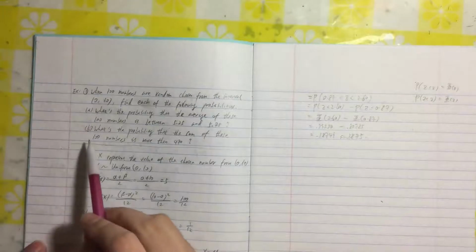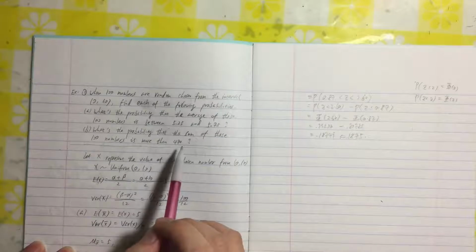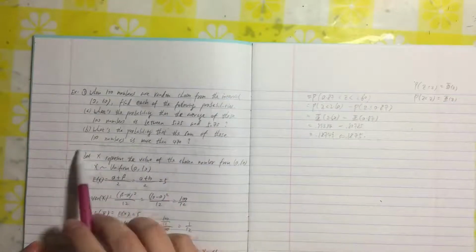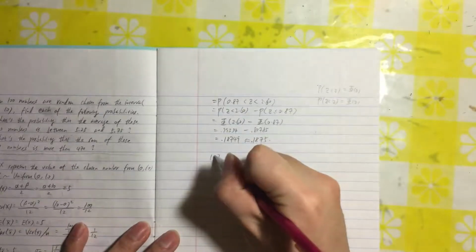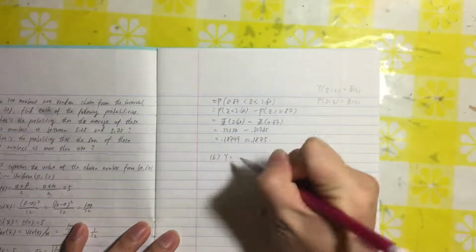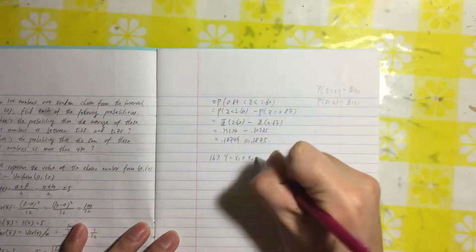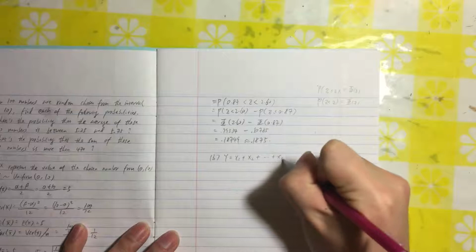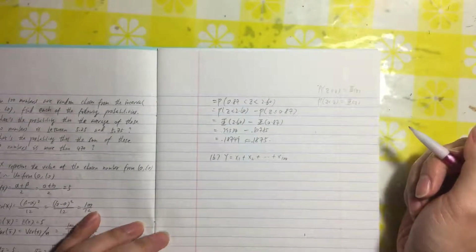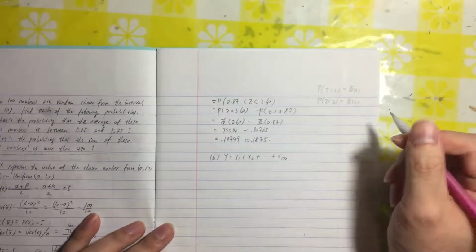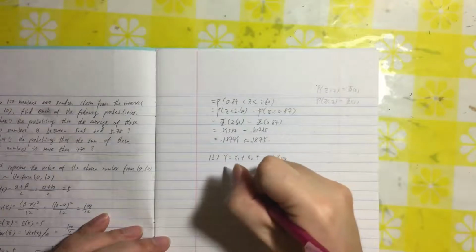Now, part B. What's the probability that the sum of these 100 numbers is more than 470? For part B, let y be the sum of these 100 numbers. Let y equal S1 plus S2 up to S100. Then by the central limit theorem, we know that y has approximately normal distribution.